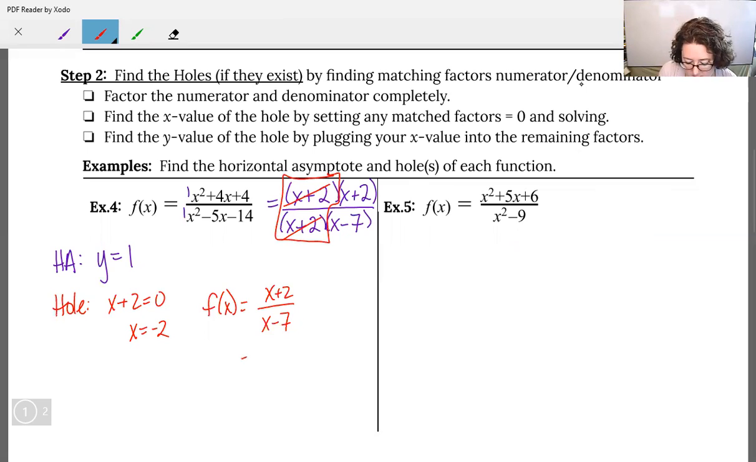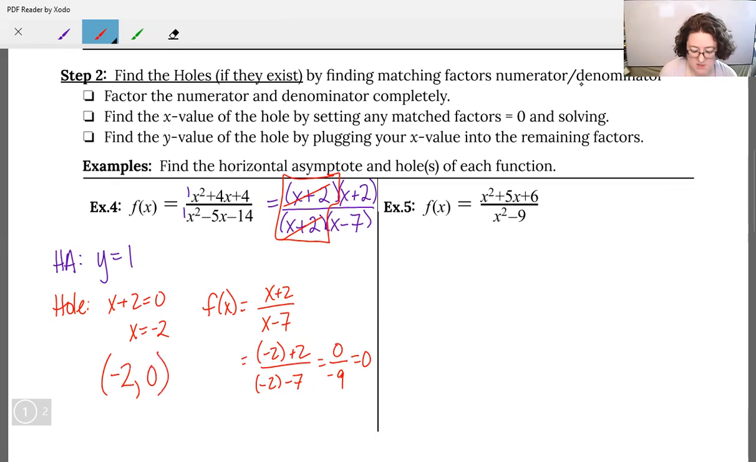So plugging that in, I have a negative 2 plus 2 in the numerator and a negative 2 minus 7 in the denominator. Well, our numerator comes out to 0. We knew that was going to happen anyway because I had the x plus 2. And in my new denominator, I have a negative 9, but 0 divided by anything is just 0. So that means our hole is actually going to have the coordinates negative 2, 0.